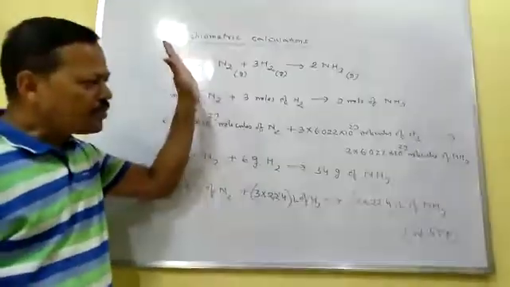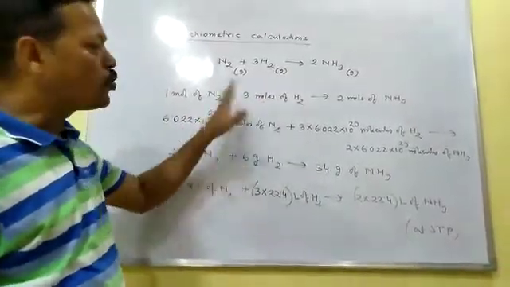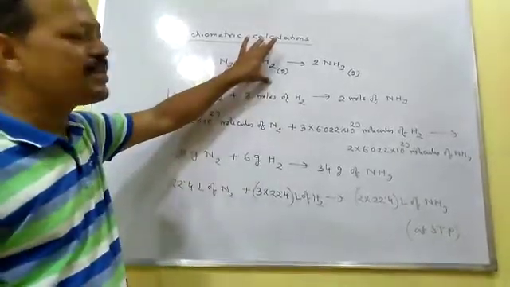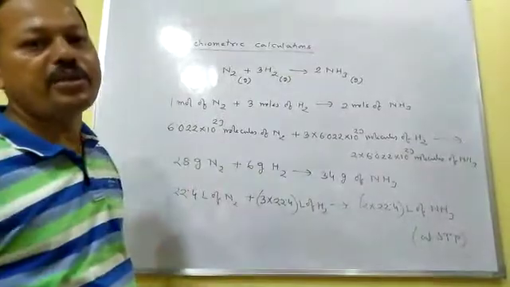So like this way, when you do the numericals, then you will get the idea about how to do the stoichiometry. So these are the informations which you will get from a balanced chemical reaction. So if you know these informations, then you can do the stoichiometry easily.